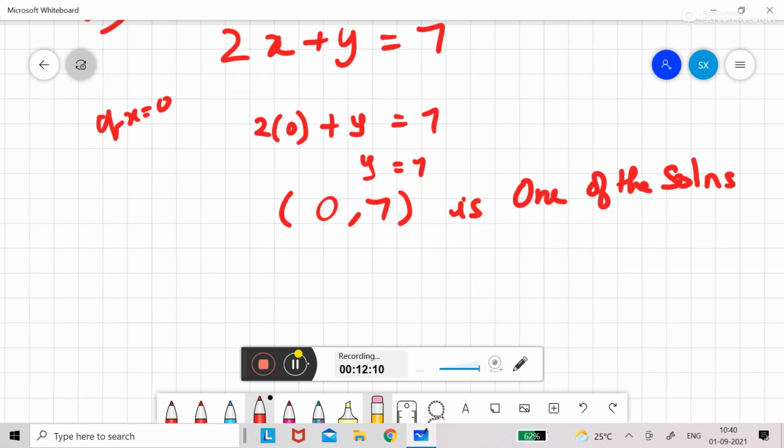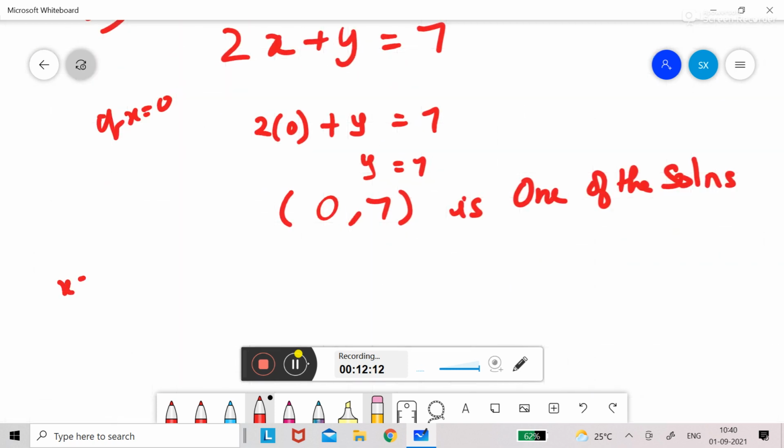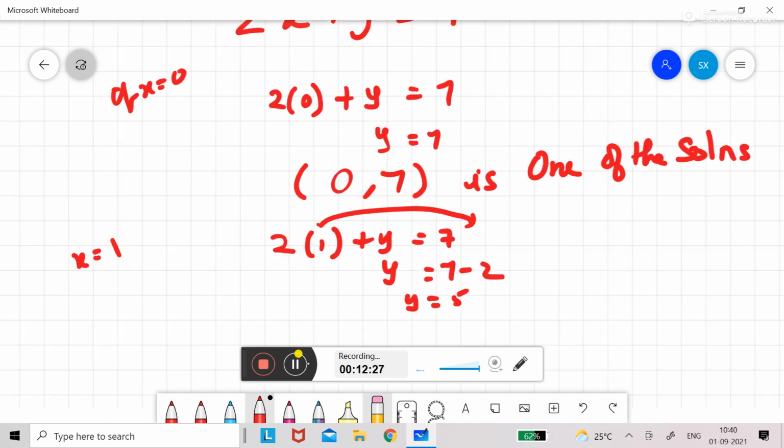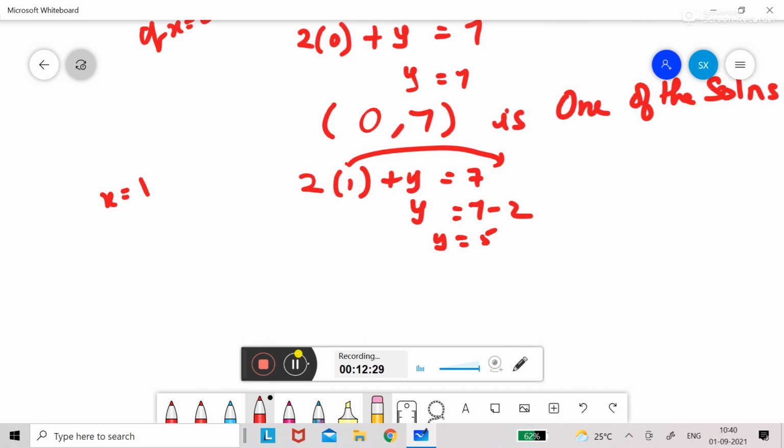Then x is equal to 1 in the same equation. 2 into 1 plus y is equal to 7. What is y? Don't forget this 2 should come here. 2 ones are 2. 7 minus 2 is 5. y is equal to 5. Easy to score marks, children. Please learn properly. 1 comma 5 is another solution, one of the solutions.